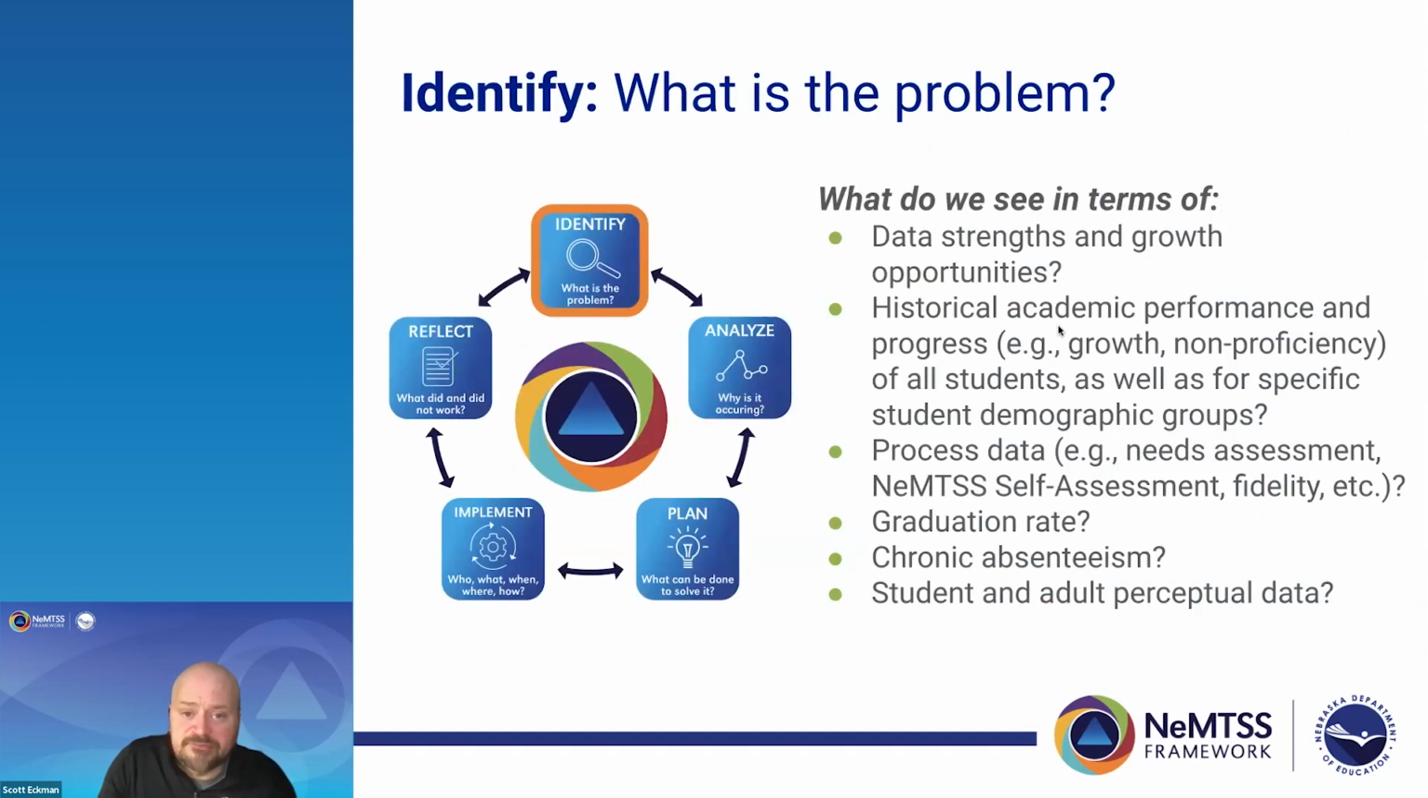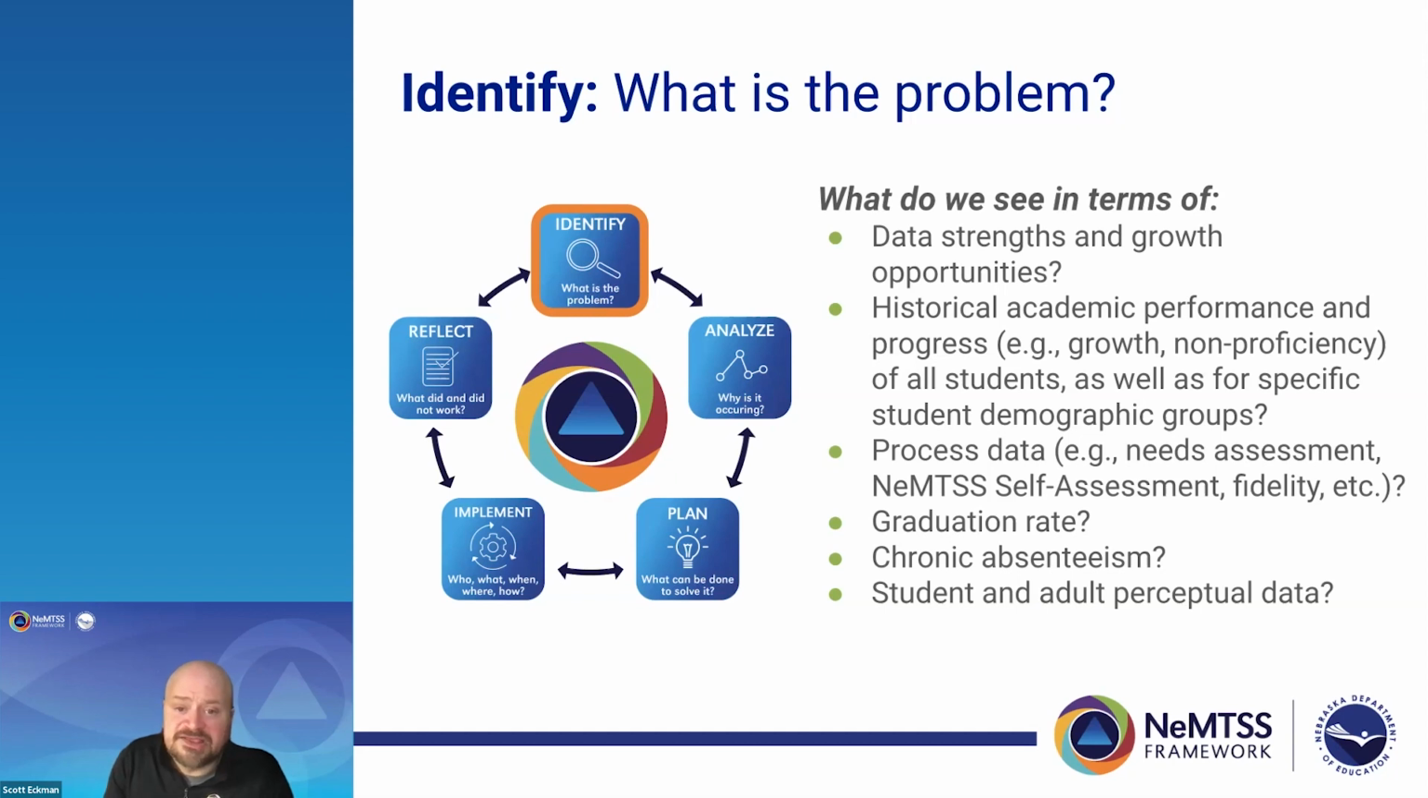The first step of the problem solving model is identify. What is the problem that we are seeing in the data? While looking at various data sets, teams should start to ask themselves, what are the strengths that we see? And what are areas for growth? Teams should look at historical academic performance as well as current progress and growth, while drilling down specifically into different demographic groups. For example, what percent of students with disabilities are proficient in various areas in comparison to the overall district proficiency? There should also be a focus on process data.